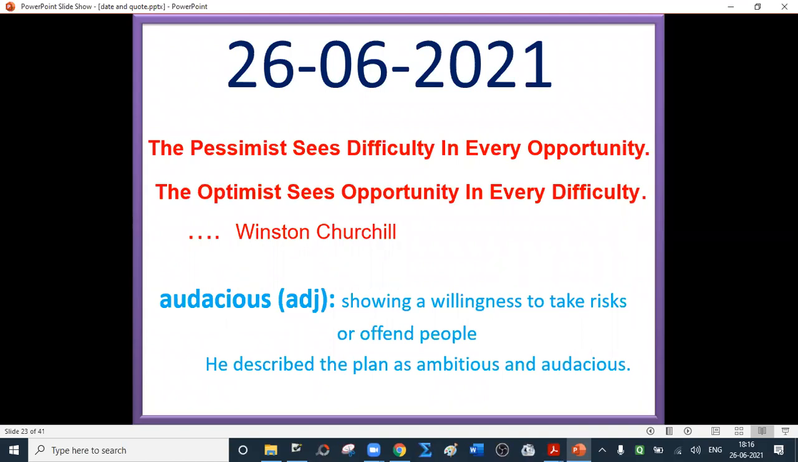Today's word is audacious, showing a willingness to take risks or offend people. He described the plan as ambitious and audacious.